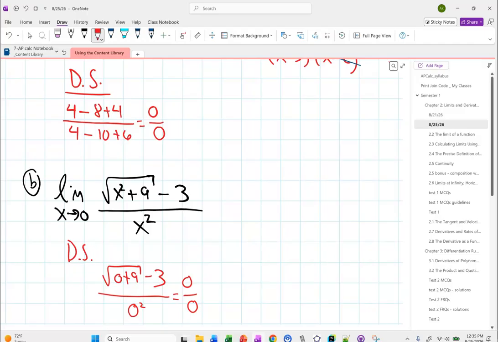Take a moment, look at this, and see if anybody has a good algebraic idea. Can we square the whole thing? You can't square the whole thing, because that's going to change the value of the fraction. But it's addition, so you can't distribute a square root across the addition, right?